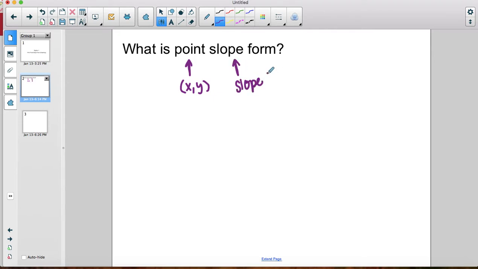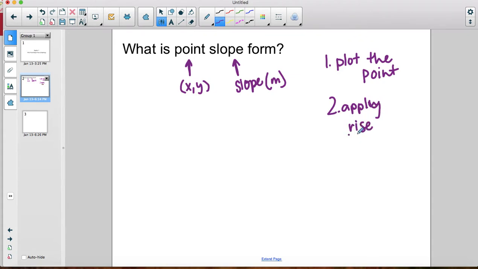So when we get that, we're able to, 1, plot the point, and then 2, apply the slope. Apply the slope, which is the rise over the run, starting from that point that you plotted. And then the line arises.